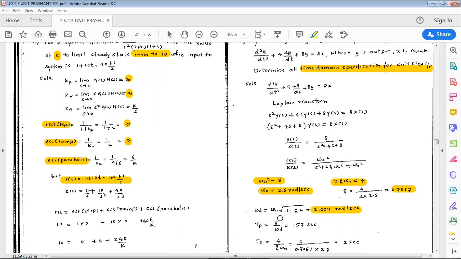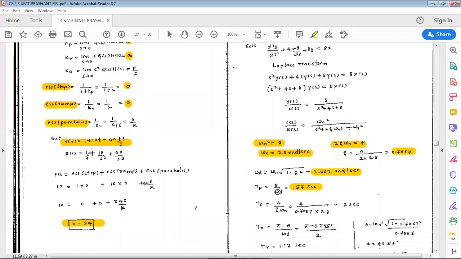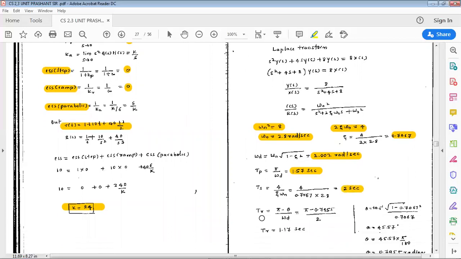How to find Tp? Pi by omega d. So that results in 1.57 seconds. Then Ts, right? 4 by zeta omega n, which is equal to 4 by zeta value, what did you get? 0.7067, into omega n, which is 2.8. That results in 2 seconds. Similarly, we need to find rise time also. Pi minus theta by omega d, which is equal to pi minus 0.7955 whole divided by 2. That results in Tr as 1.17 seconds.